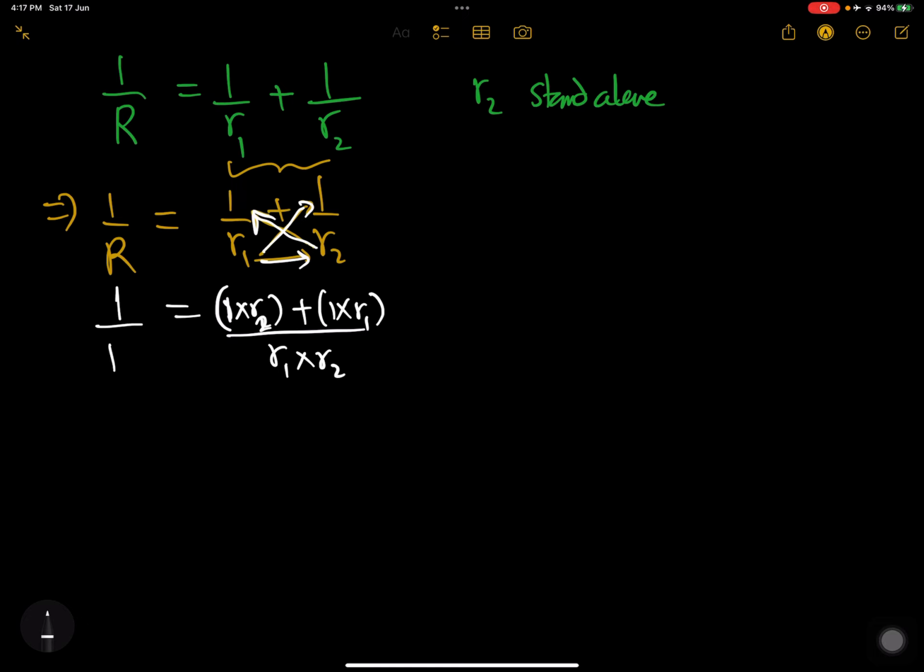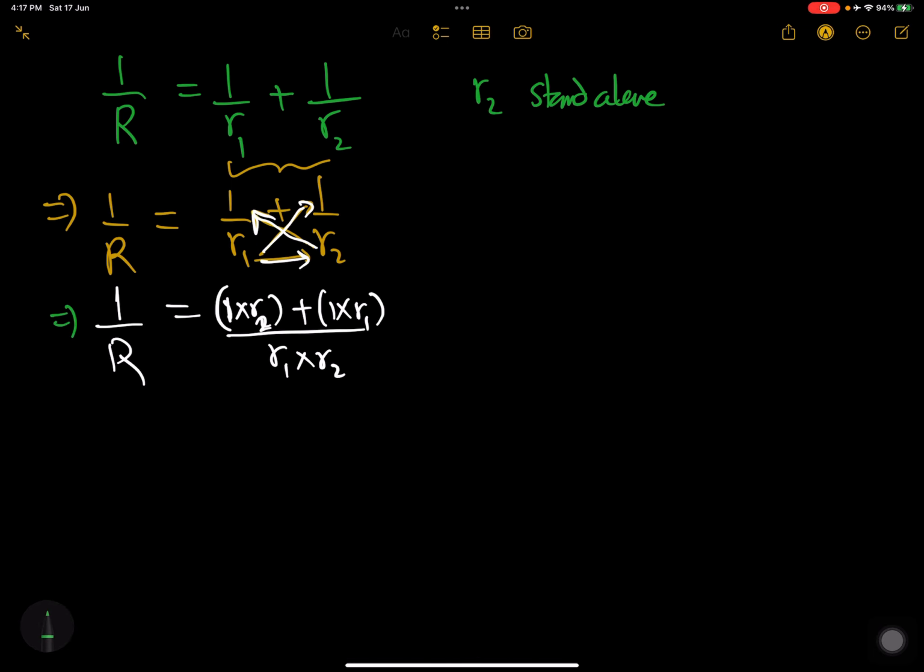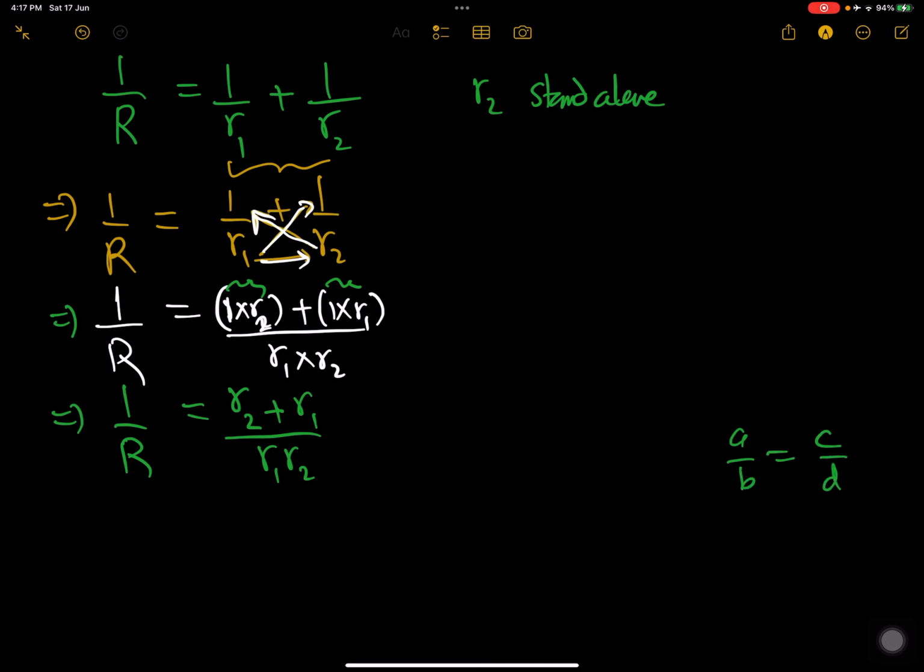We have in here 1 divided by big R. But we are not done yet. We need to simplify the right hand side. And to do that, this gives us r2, and that gives us plus r1, divided by r1, r2. Okay? Now, can you see that we had a over b equals c over d? Because this equal sign is standing between two fractions, we just multiply this by that and this by that, and we are done. We don't need to do anything here.